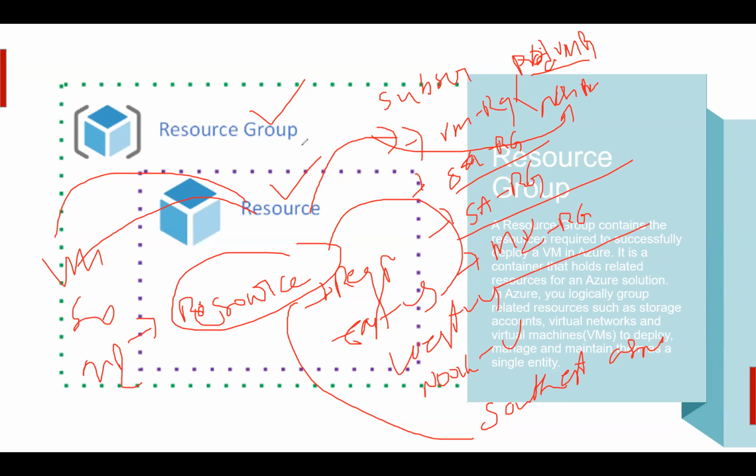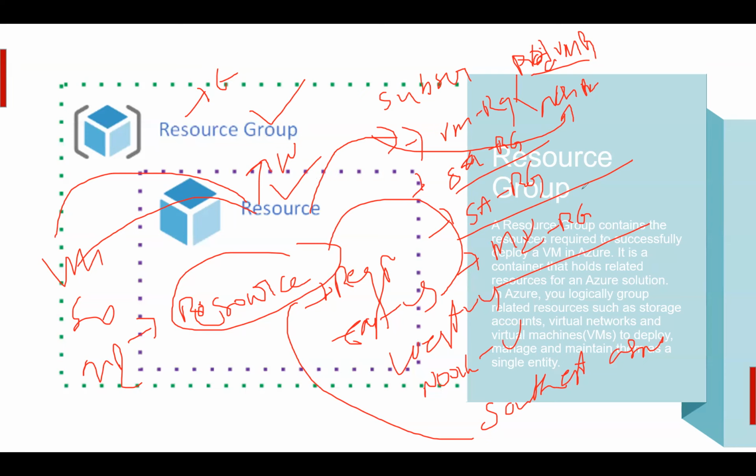Can I deploy the resource group in East and the resource in West? Yes, you can deploy. No one will stop you. Microsoft won't stop you. But when you go to the network, that time you will face a challenge. So please be careful. Your resource group and your resources should be in the same region.